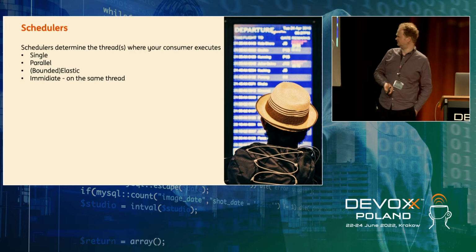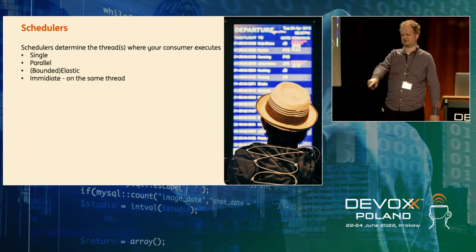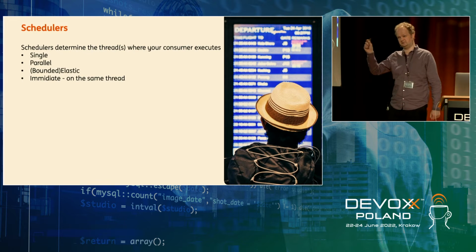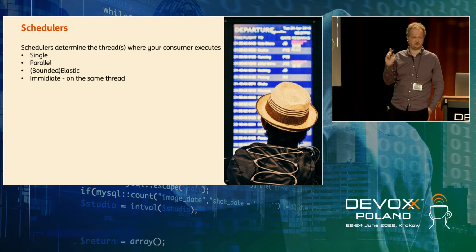Another one we don't actually use is immediate, which is just basically saying, I don't care if you have a new thread, just use my current one and start processing here, which is the same as single, with the difference that single makes a new thread pool for you with one thread.